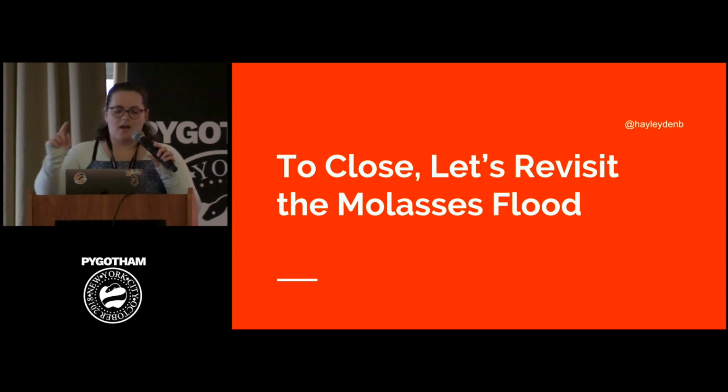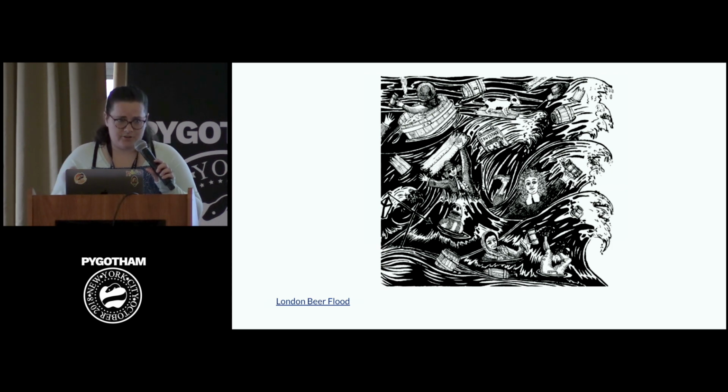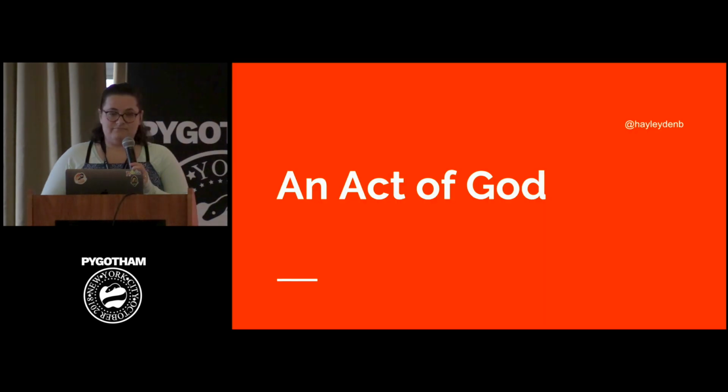So finally, let's revisit the molasses flood. So early 1900s, 21 people dead, whole town is sticky, really terrible. 100 years before, there was a similar event that happened in London. It was called the London Beer Flood. 8 people died, maybe a 9th from alcohol poisoning. And I think it was something like 1 million liters of beer. And this also went to trial. And throughout the process, it was eventually decided that it was an act of God.